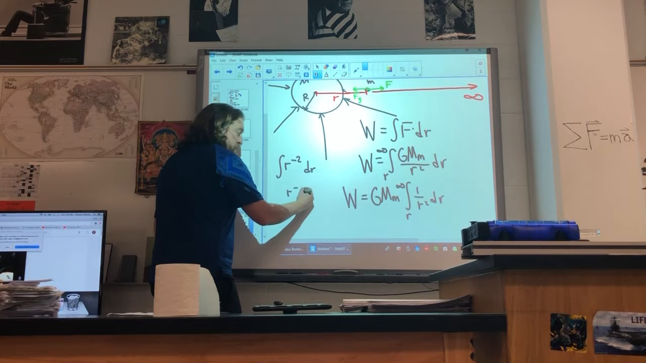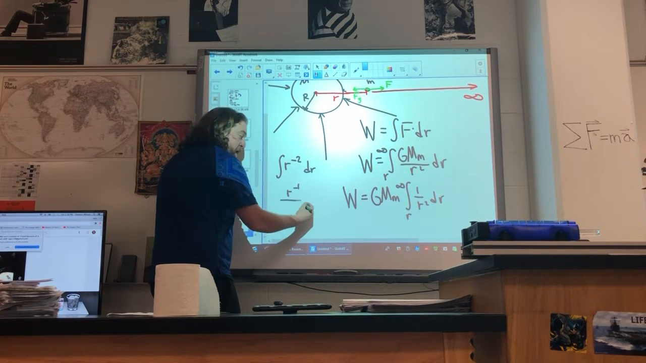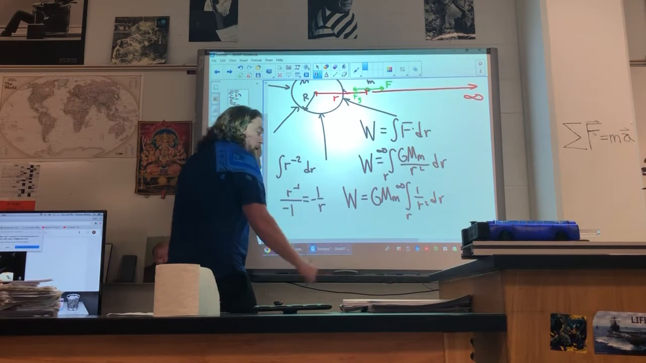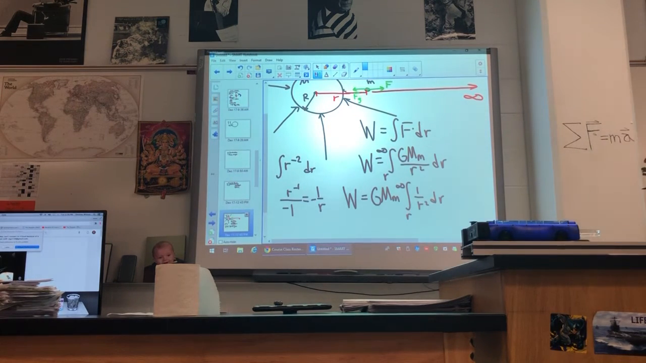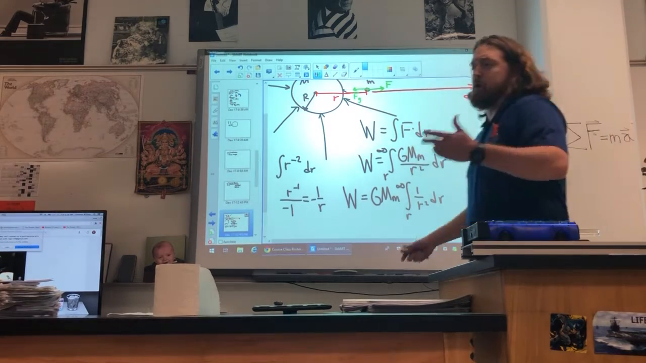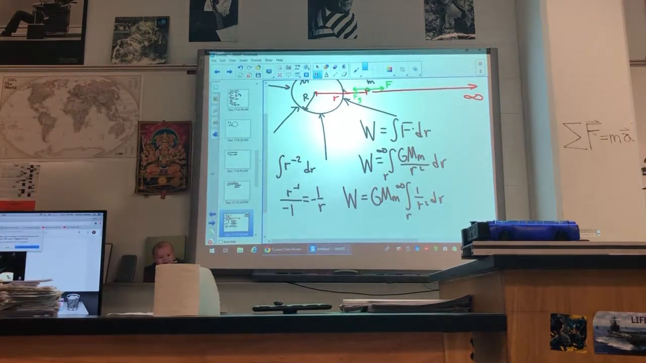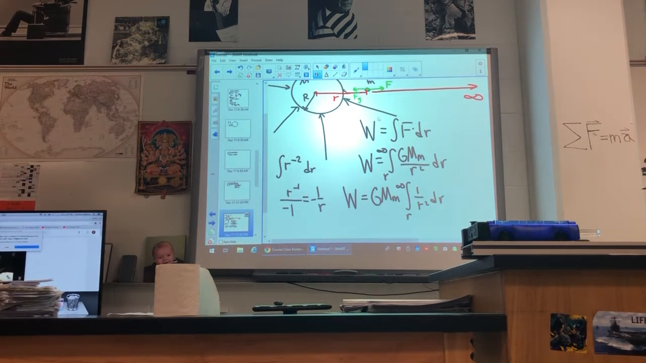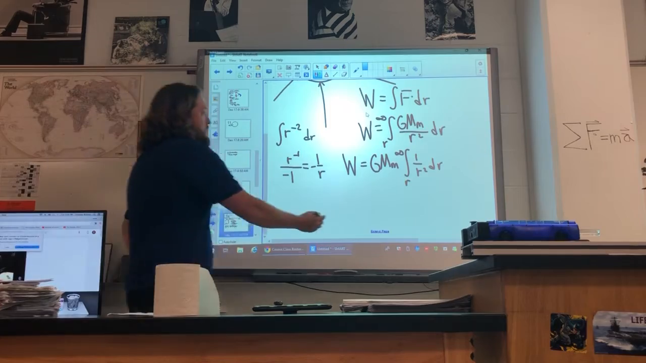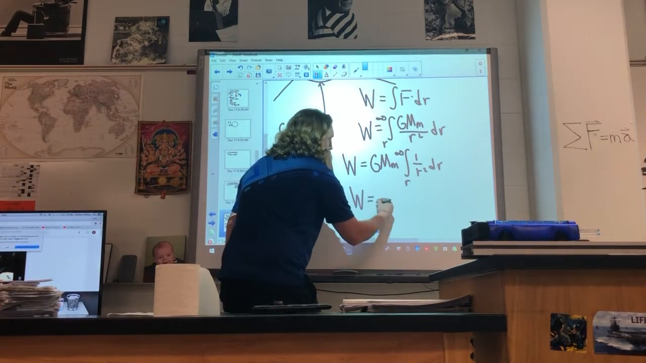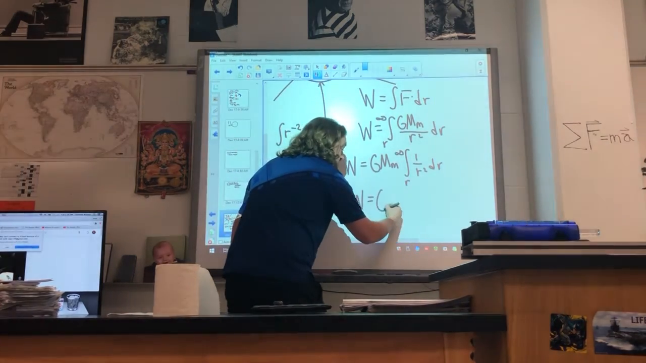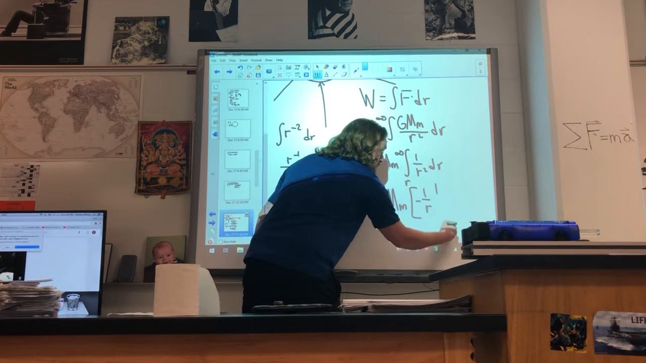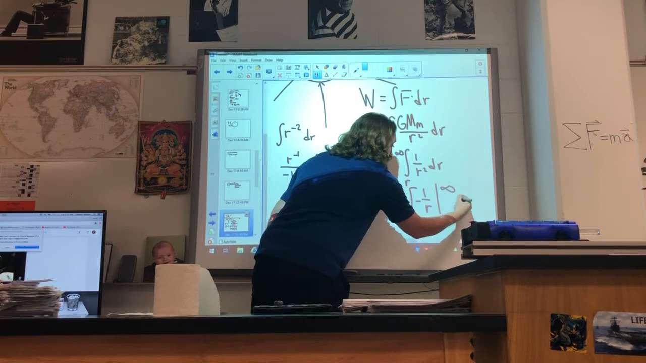All right, so what's going to be the integral of R to the negative 2? It's going to be R to the negative 1, because you add 1, right? Divided by negative 1, which can be written as negative 1 over R, which is exactly the same thing. Everybody good with that? So 1 over x squared is negative 1 over x when you integrate it. Okay? Good. So we're continuing on here. Now, the work that you, as this deity, have done so far is G, big M, little m, and then negative 1 over R evaluated from R to infinity.